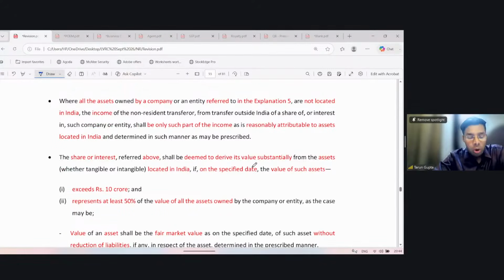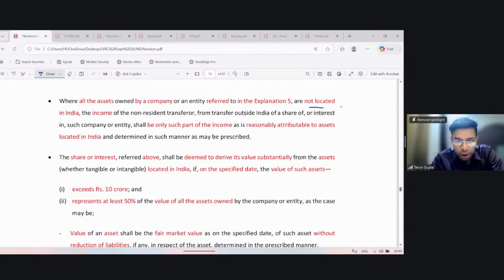Now it says, where all the assets owned by the company or entity referred to in Explanation 5 are not located in India. It may happen that substantially the assets of the foreign company are located in India, but not all. Then the income of the non-resident transferor from the transfer outside India of a share or interest in such company or entity, as the case may be, shall be only such part of the income as is reasonably attributable to assets located in India, determined in such manner as may be provided. Then the entire income shall not be taxable in India and only a proportionate income shall be taxable. Such proportion shall be determined according to the method prescribed.